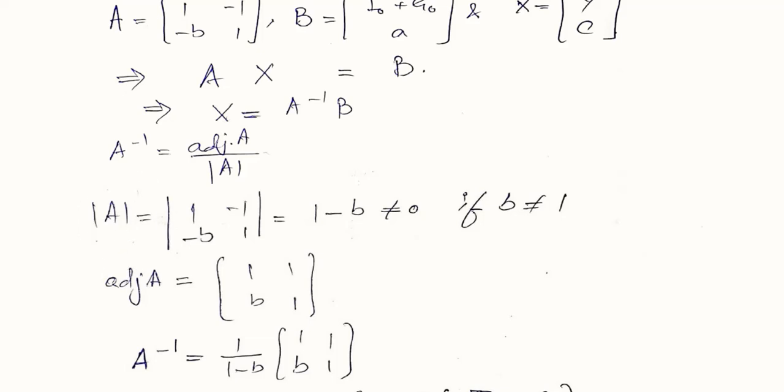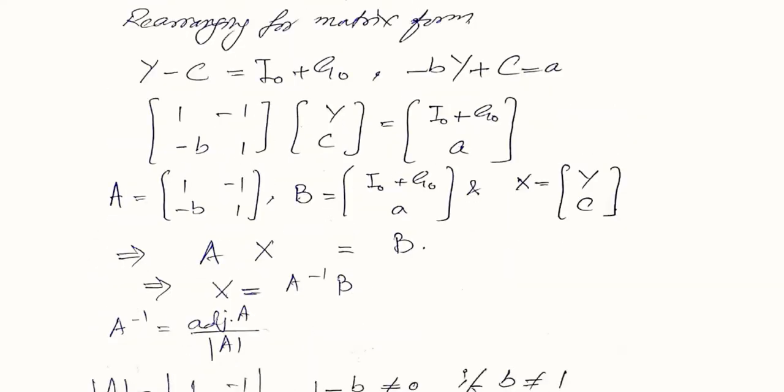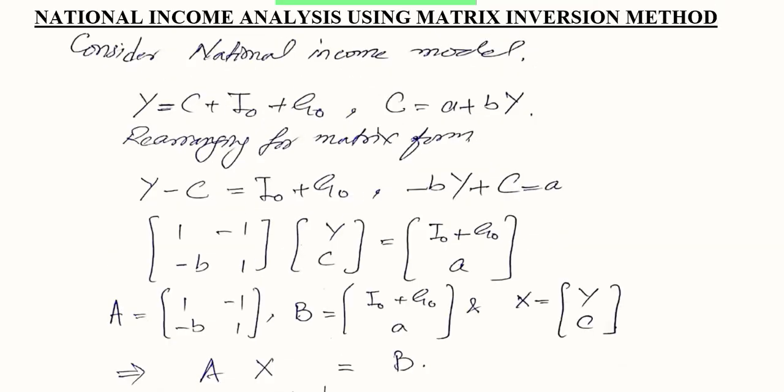For A inverse, we find out the adjoint of A, then we divide it with the determinant, and primarily we have to find the determinant to see if it is a non-singular matrix or not, and it is, because we found the A determinant and it is not equal to 0, and that is possible only if B is not equal to 1. And that is also true because when it comes to the value of B, it is a marginal propensity to consume, and in normal conditions it is less than 1 and greater than 0.